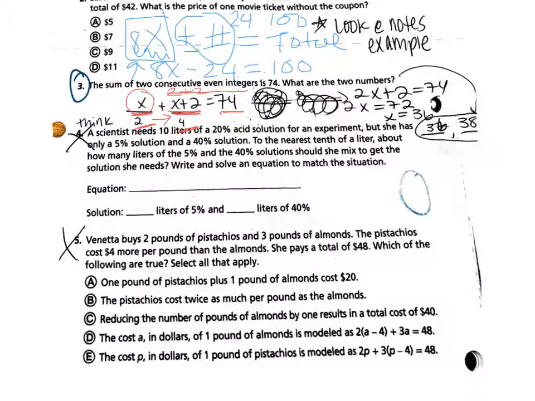You solve for x, and when you do that, you get 36. But it says, what are the two numbers? So the first one's 36, and the next even one is 38.